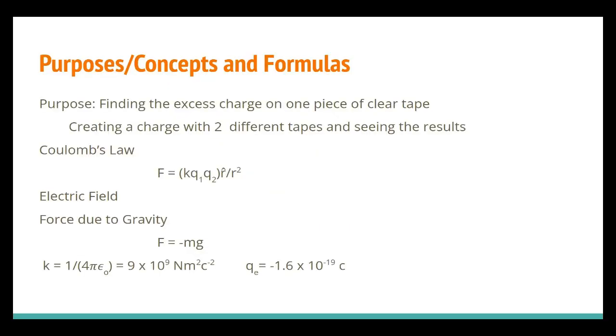The overall purpose of this lab was to find the excess charge on one piece of clear tape. This charge was created by ripping pieces of tape off each other and just seeing the overall result.